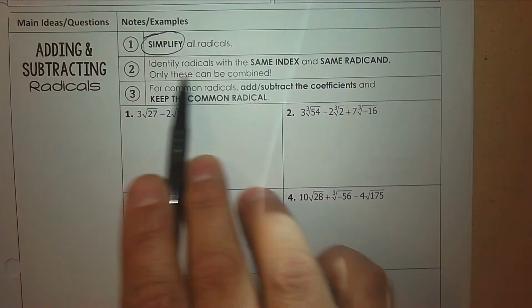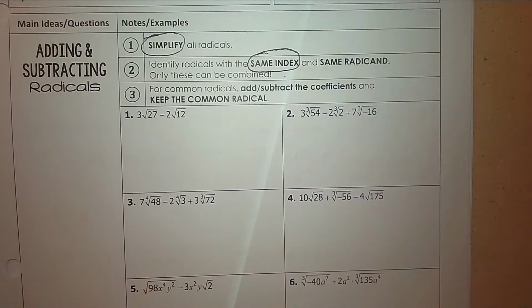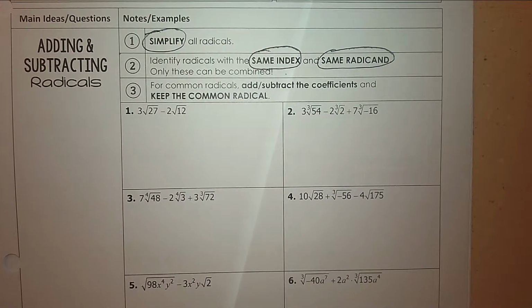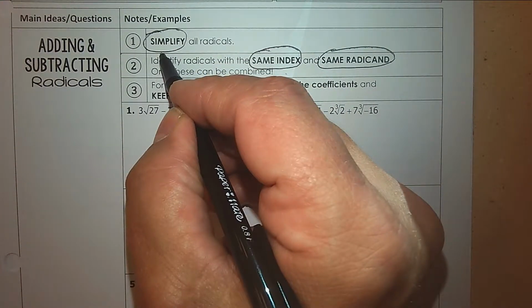Then we're going to identify radicals with the same, what? Index. That means that it's square root, cube root, fourth root, and it also has to have the same radicand. That means root 2 plus root 3, it's not going to happen. They have to be the same index and the same radicand. They got to match exactly, and then you can add the big numbers or subtract the ones that are in front of it. But if they don't match, then you can't. But you don't know if they match or not until you simplify them.